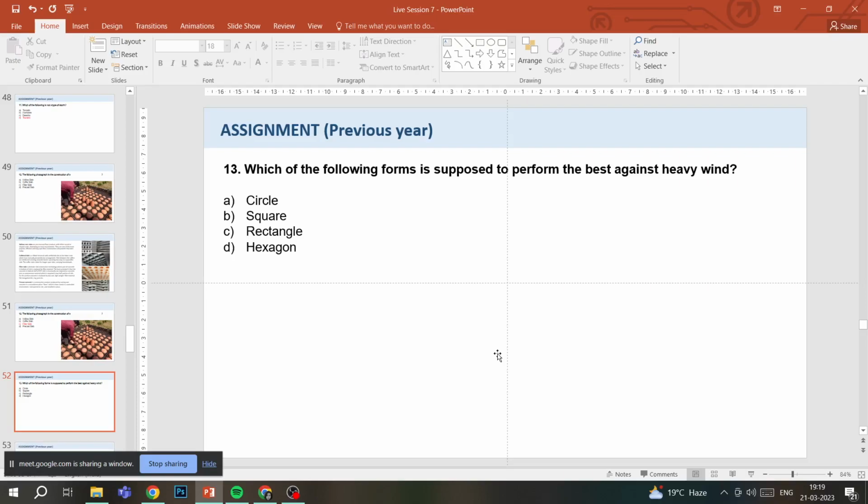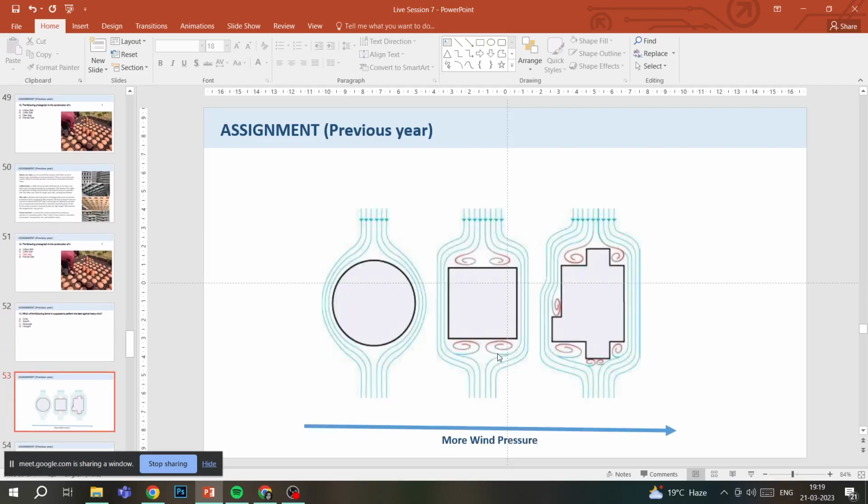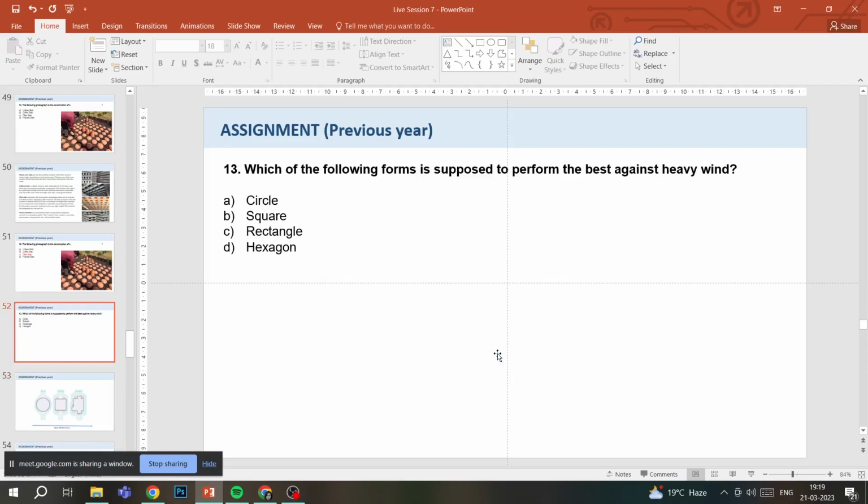Circle, square, rectangle, or hexagon? And as we have discussed in the first question, how the shape impacts the wind pressure and how different eddies are formed when there are a lot of surfaces involved. So according to this, which of the following is supposed to perform the best against heavy wind?